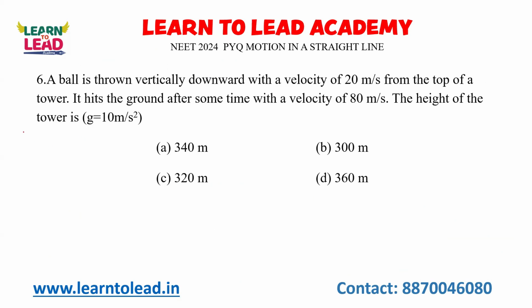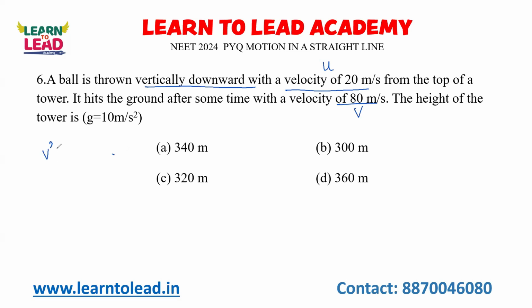Question. A ball is thrown vertically downward with a velocity of 20 meter per second from the top of a tower. So the initial velocity is 20 meters per second. It hits the ground after some time with a final velocity of 80 meters per second. They ask for the height of the tower, and the acceleration due to gravity is given.